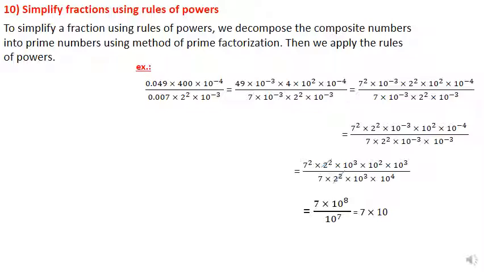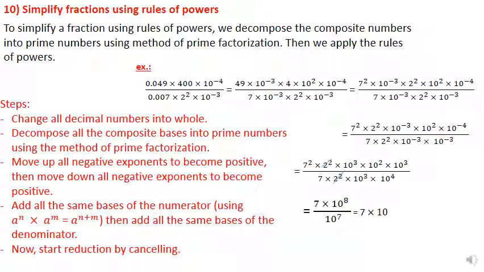Now, how can I simplify fractions using rules of powers? So as you can see here, we have 0.049 times 400 times 10 to the power minus 4 over 0.007 times 2 squared times 10 to the power minus 3. How can I think about this? The steps are very easy. Change all the decimal numbers into wholes.